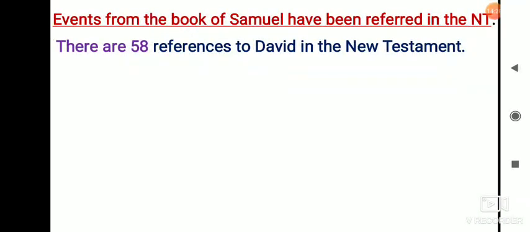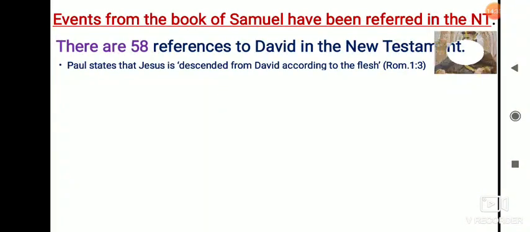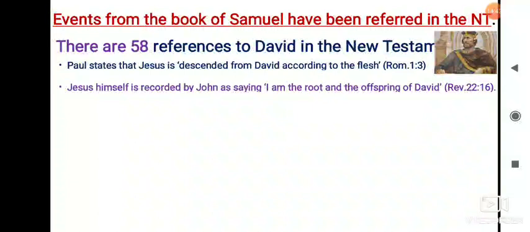Events from the book of Samuel that have been explicitly referred to in the New Testament. There are 58 New Testament references to David. Paul states that Jesus is descended from David according to the flesh, Romans 1:3. While Jesus himself is recorded by John as saying, "I am the root and the offspring of David," Revelation 22 verse 16.